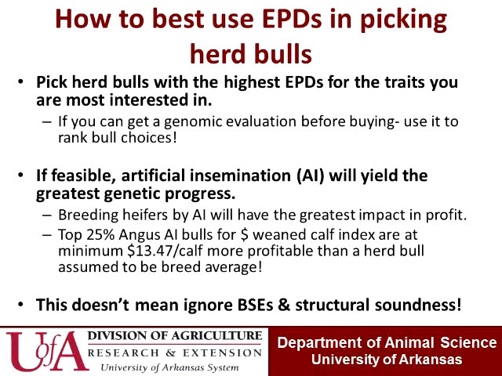And just as an example, and it's not necessarily pertaining strictly to AI, but in this case it's best suited for AI since the top bulls are AI bulls. If you pick the top 25% of Angus AI bulls for the dollar wean calf index, they would be at minimum about $13.47 more profitable than a herd bull, assuming that herd bull is breed average for AI bulls, and that's quite an assumption. In reality, those herd bulls are never going to be that good. So you can potentially make a lot of progress by selecting on an EPD or a selection index, which I'll talk about in the next slide, which combines multiple EPDs together.